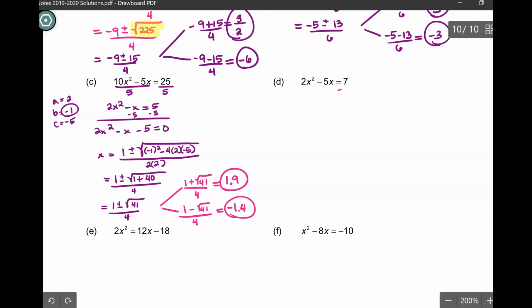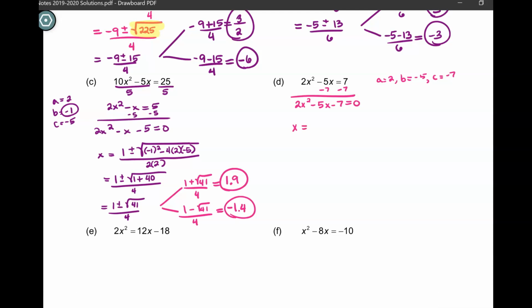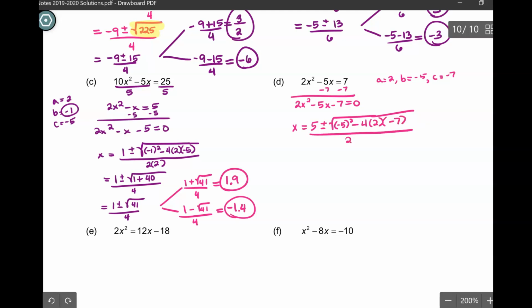Okay, so this one I have to put in standard form first. So I have 2x squared minus 5x minus 7 equals 0. So I can see that a is 2, b is -5, and c is -7. So I have x equals, so it's -b, so b is -5, so it's going to be the opposite of -5, which is +5, plus or minus, and I have -5 squared minus 4 times a, which is 2, times c, which is -7, all over 2 times 2.